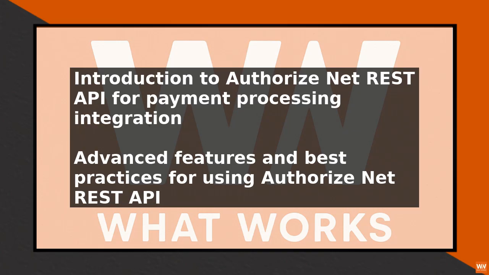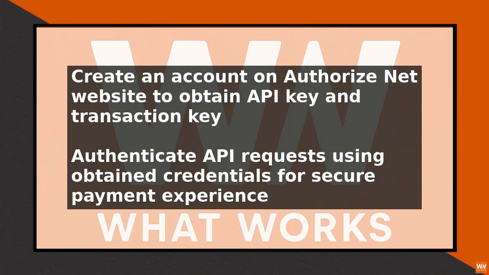Getting started with the AuthorizeNet REST API. To get started with the AuthorizeNet REST API, you need to create an account on the AuthorizeNet website and obtain an API key and transaction key. These credentials will be used to authenticate your API requests. You can then use the API to create payment profiles, process transactions, and manage your account.